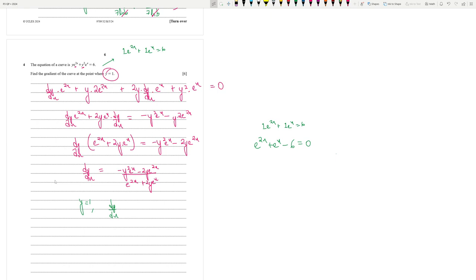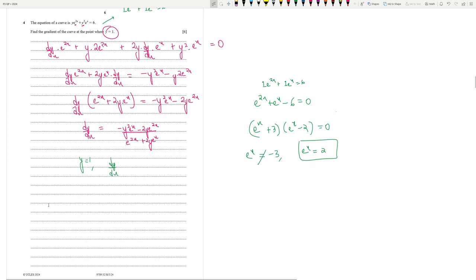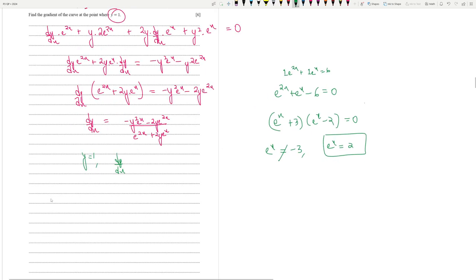So a polynomial, 1 1 minus 6. So we are only getting two solutions actually. One of them is this and the other is this. However, this is not applicable because ln minus 3 is not real. It's not possible. So we get this. So we have the coordinate and we can just apply it over here.